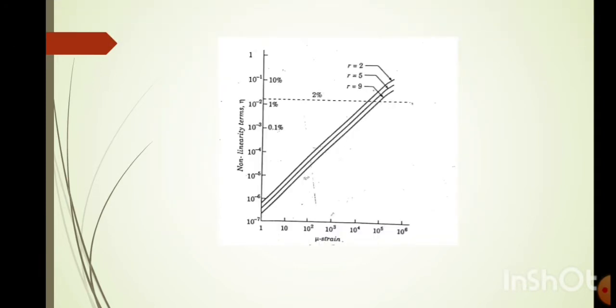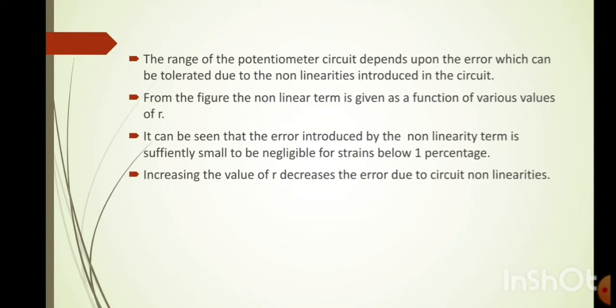Here a graph is shown. On the x-axis is strain, and on the y-axis the non-linearity term, eta, is represented. The range of potentiometer circuits depends upon the error which can be tolerated due to the non-linearities introduced in the circuit. From the figure, the non-linear term is given as a function of various values of R.